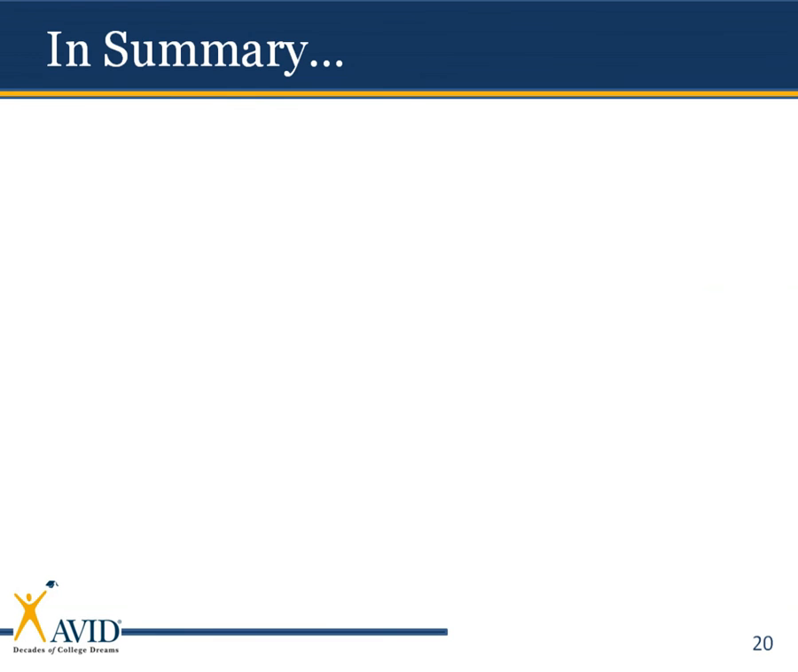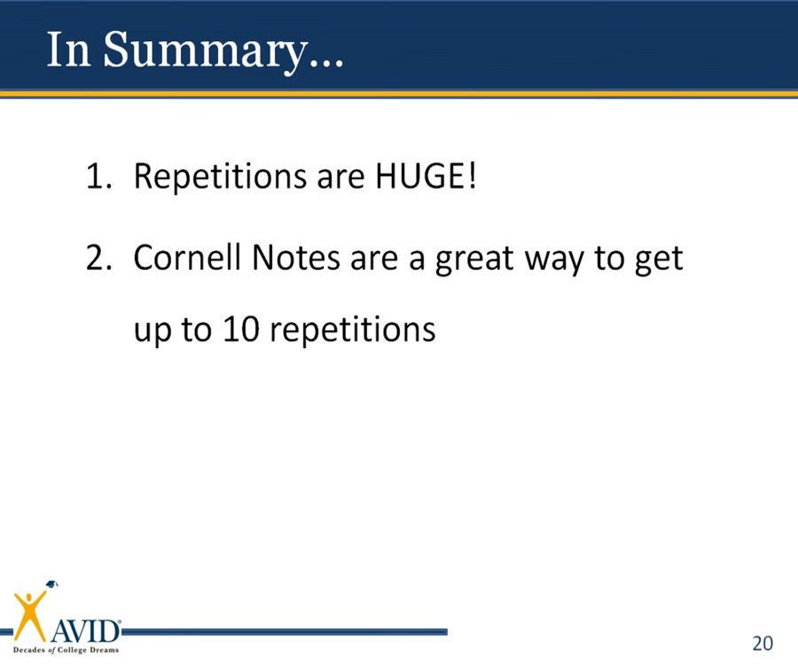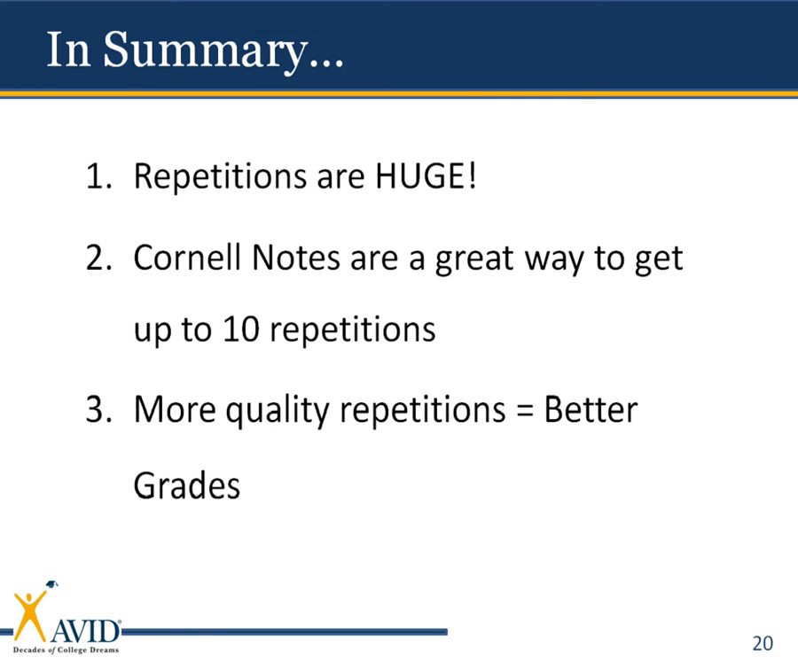So in summary, what have we learned here today? First off, that repetitions are huge. It's the only way that anybody learns anything. Number 2, Cornell notes are a great way for you to get up to 10 repetitions of information. And why is that important? Because number 3, the more quality repetitions you get, the better your grades are going to get.